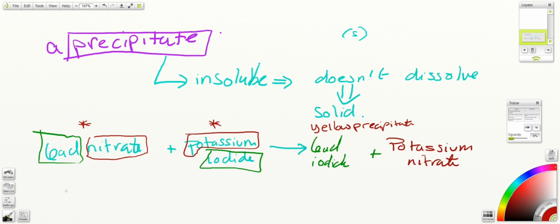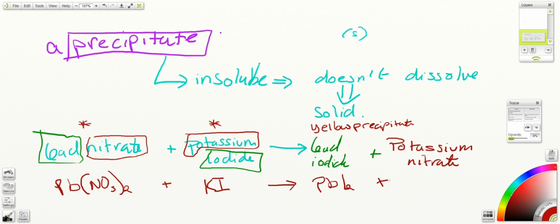So the formula for this, and guys with foundation, they'll get you to fill in the gaps or balance equations. Okay, it's Pb(NO3)2, and we've got two lots of those, plus your potassium iodide. It's going to make you your lead iodide plus your potassium nitrate.